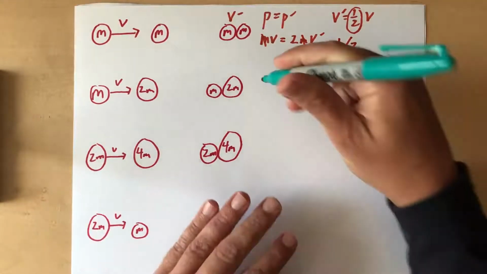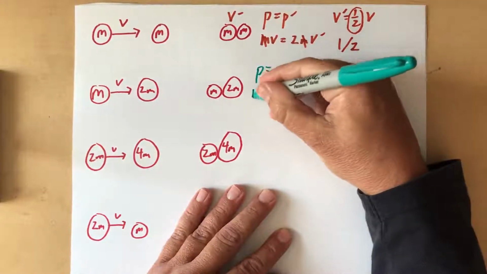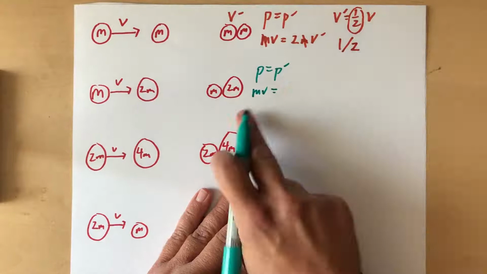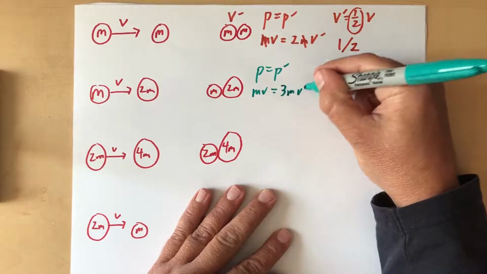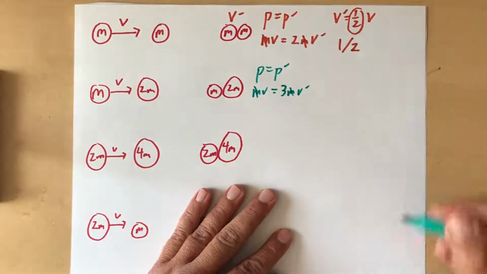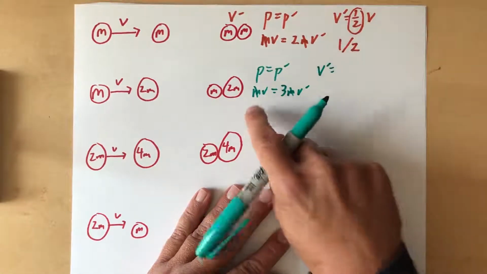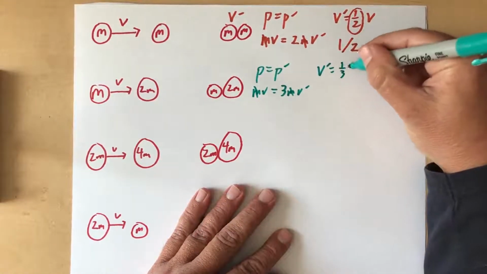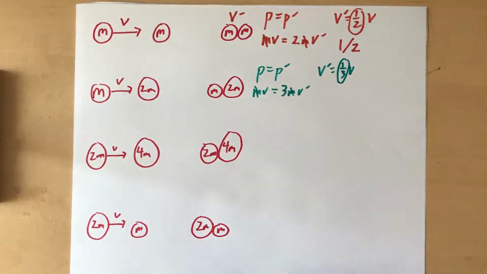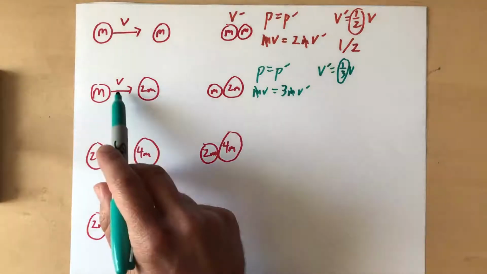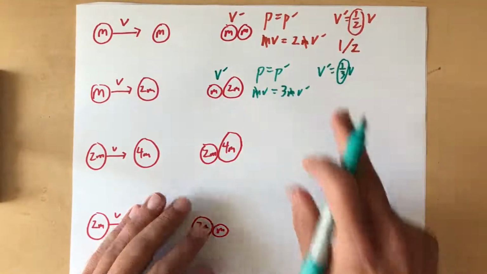On the next one, you can say the momentum in the beginning is equal to the momentum in the end. We had m moving at v in the beginning, and in the end we have m plus 2m, a total of 3m moving. Once again, the masses will cancel, and if you solve for v prime, you'll get v divided by 3, so 1/3 of the original velocity, and this is what you'd plug in for number 2. Whatever this velocity was, the velocity they move off with will be 1/3 of that.